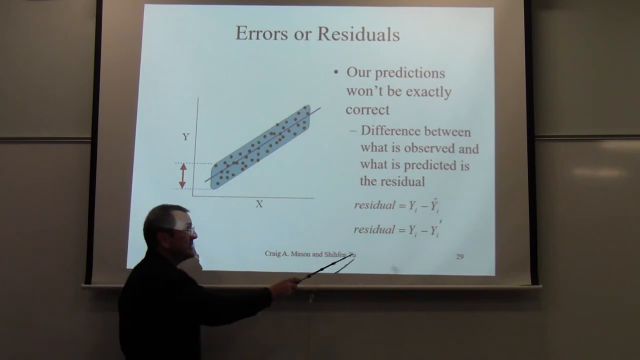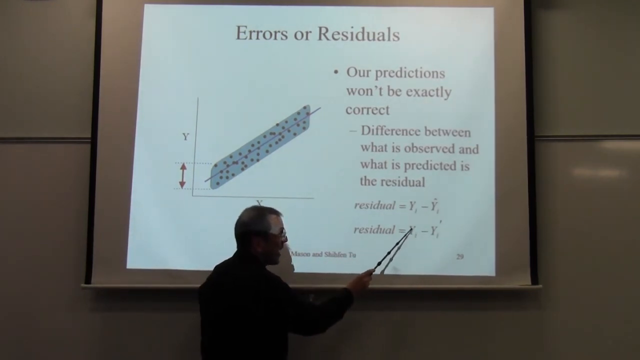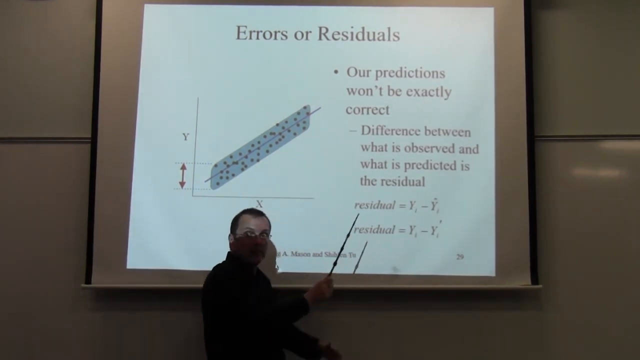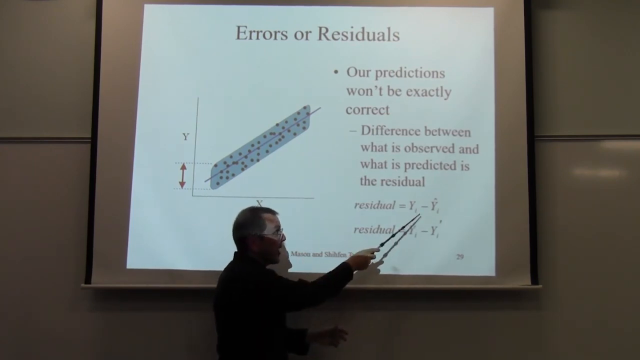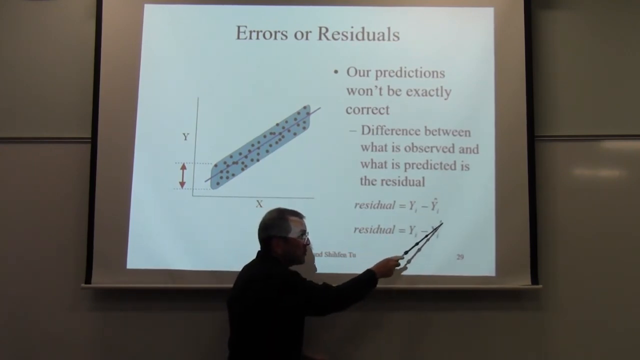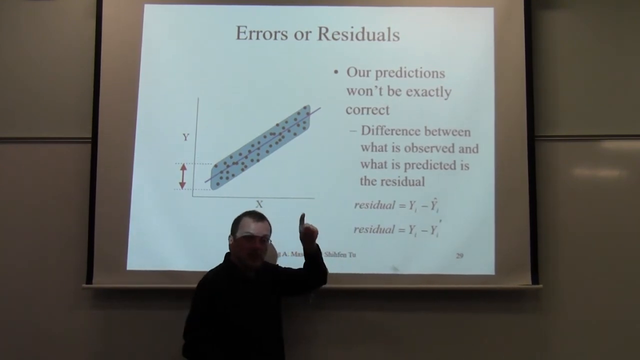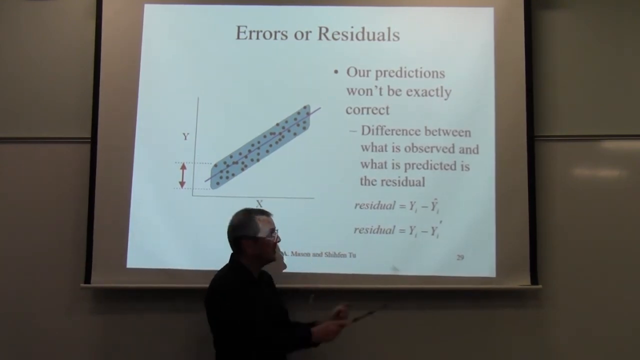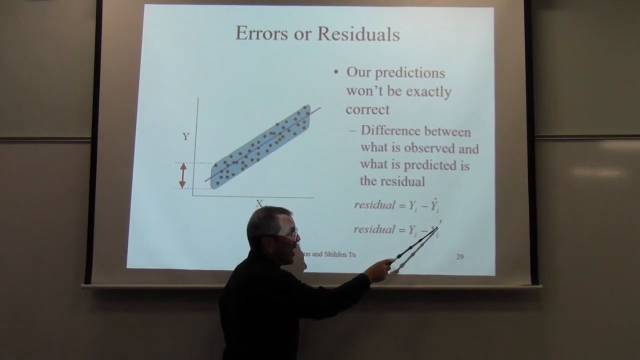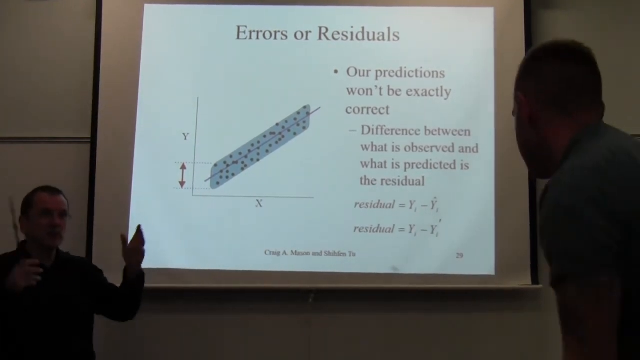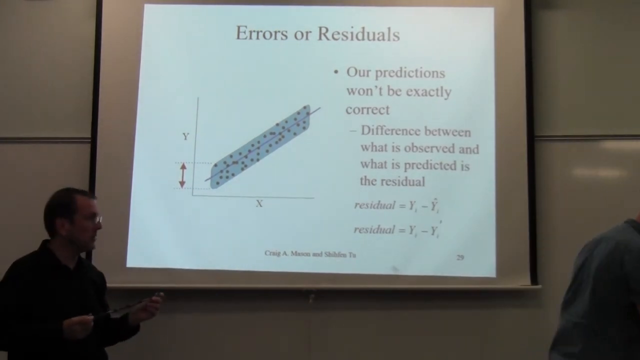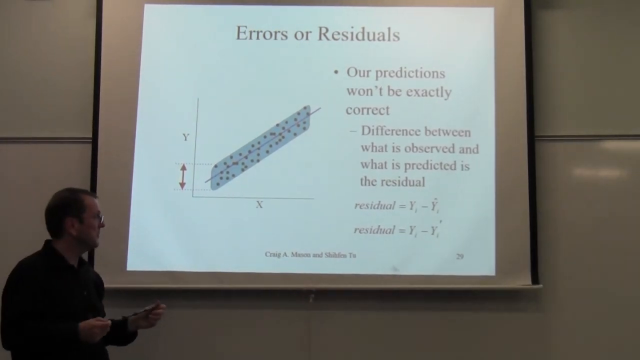Other ways you may see exactly the same thing written is Y sub i, meaning person i's score on Y, minus Y prime, with the little prime symbol next to it. Y prime is just another way of saying Y hat. It's just another notation for predicted scores. Okay?